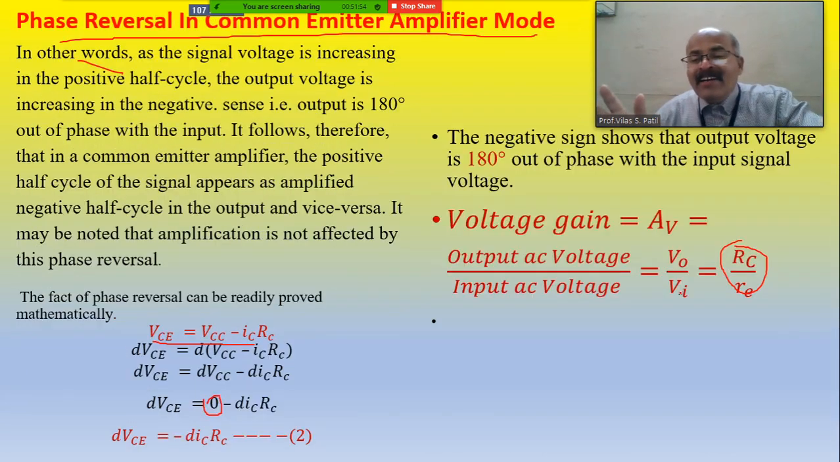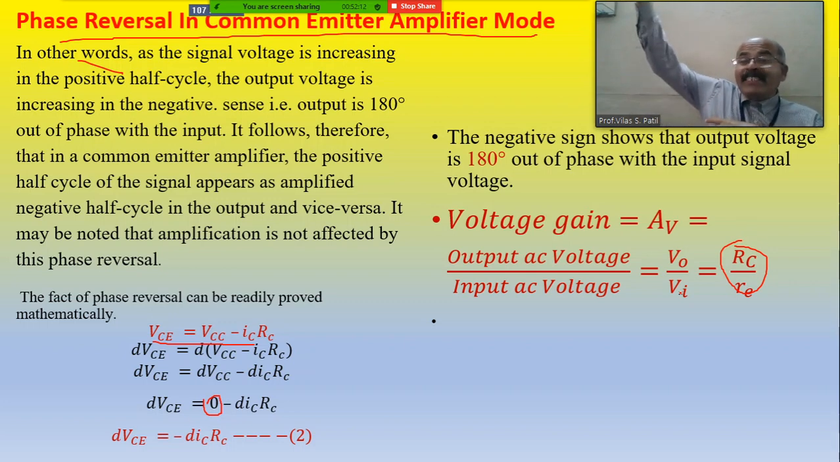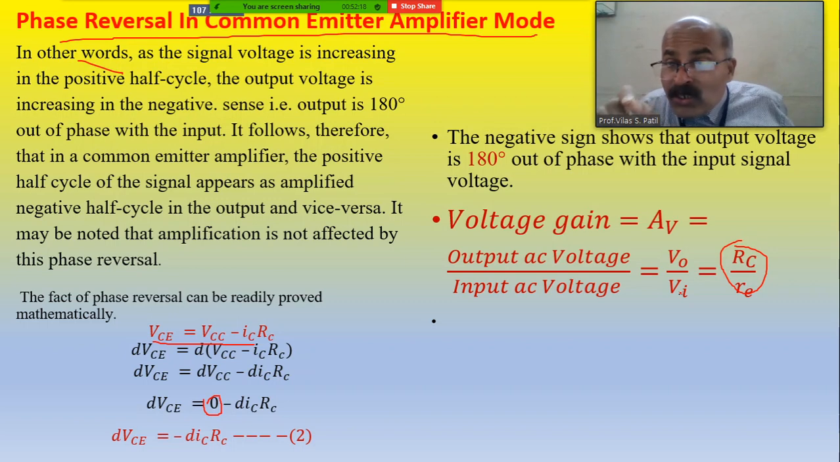This is the fact, and hence here the voltage gain, that is AV, is equal to output voltage divided by input voltage, that is V0 divided by VI, which is equal to RC divided by RE. Here this ratio is very high, and that ratio gives the gain.